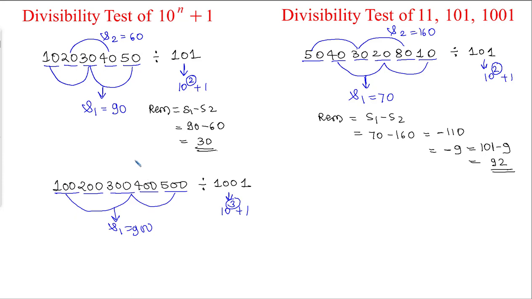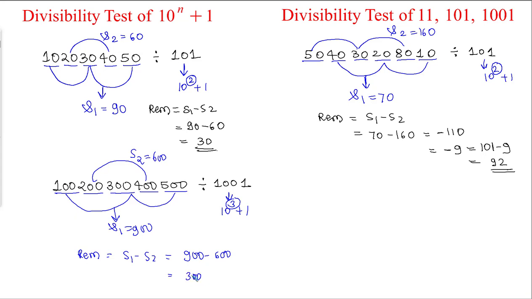Here add all the remaining alternate groups, that is 400 plus 200. Let's call it S2. S2 is nothing but 400 plus 200, that is 600. So our remainder is going to be S1 minus S2, that is 900 minus 600, that is equal to 300. 300 is the final remainder.